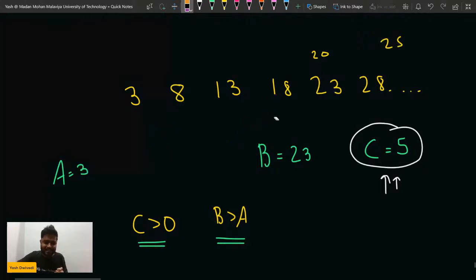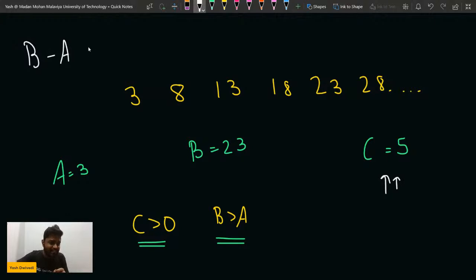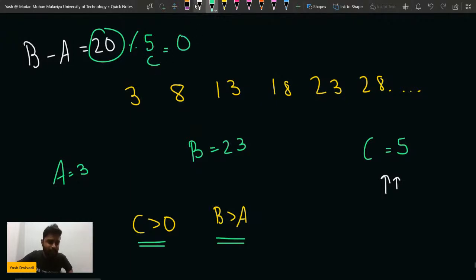So basically I can speak about this particular observation. Let's say I have been given the c value as 5 and the b value as 23. So I can find the difference. What is the difference between b and a if b is greater than a? The difference comes out to be nothing but 20, right? Is this difference divisible by c? Yes, it is divisible by c. If this difference is divisible by 5, that is nothing but c here, then it gives a remainder of 0, so this must be a part of a series.